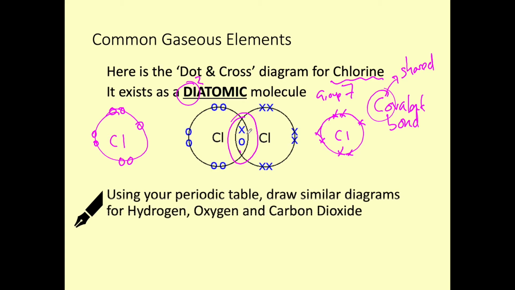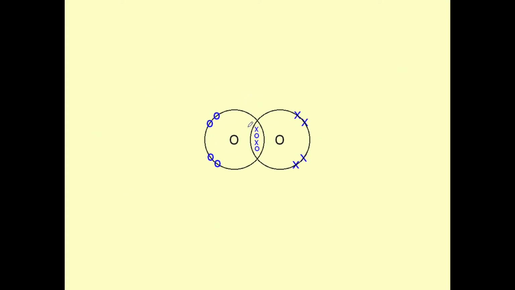So applying these principles and using your periodic table to identify what groups each of the atoms have come from, I will just write the chemical formulas there for you. So hydrogen is H2, oxygen O2, and carbon dioxide is CO2. Can you pause the video and have a go at drawing similar diagrams, so dot and cross diagrams, for hydrogen, oxygen, and carbon dioxide?